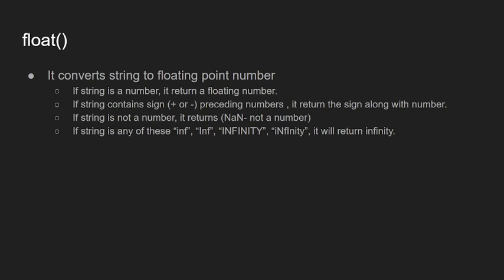So today's session is how float converts a string to a floating point number. When you pass a parameter into float, if it is a number, it returns a floating number. If the number has a sign preceding it, it will return the sign along with the number. The signs it can use are plus and minus. If the string is not a number, or cannot be converted to a number, it will give you a NaN, which says that it is not a number. And if the string is INF, capital INF, infinity, or a different way of writing infinity, it will return infinity.